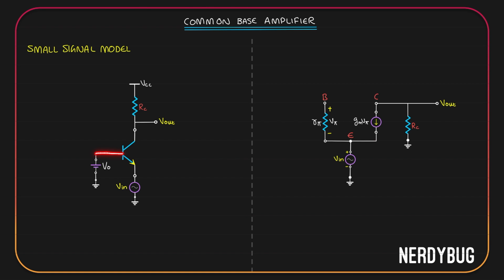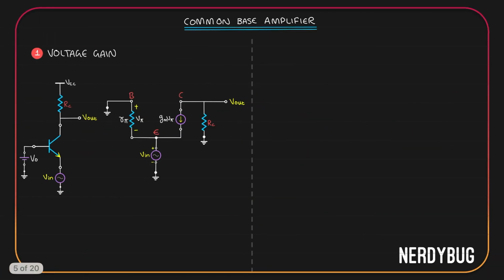At the base, we have the bias V0. But in the small signal model, it will be shorted. So base will be directly going to the AC ground. So this is the small signal model of a basic common base amplifier that we're going to use in this video. Let us use it to find the voltage gain.